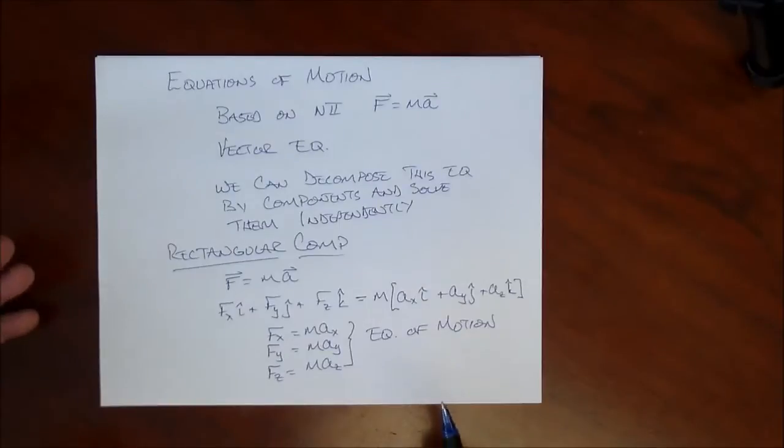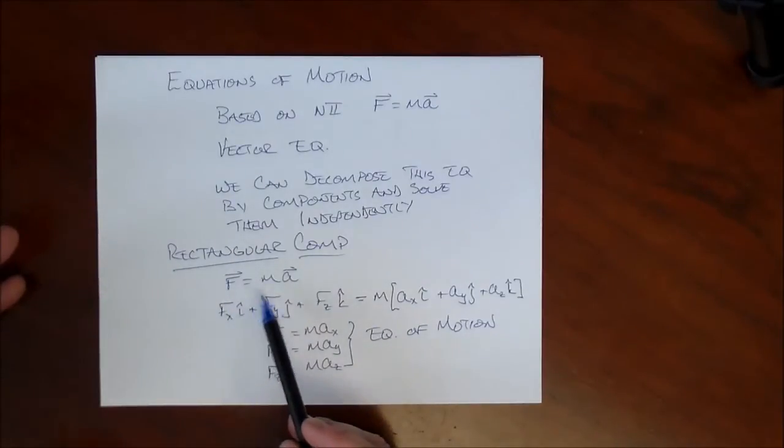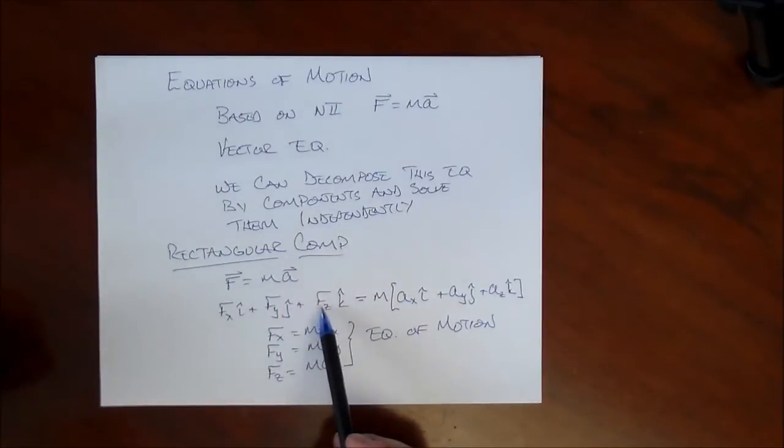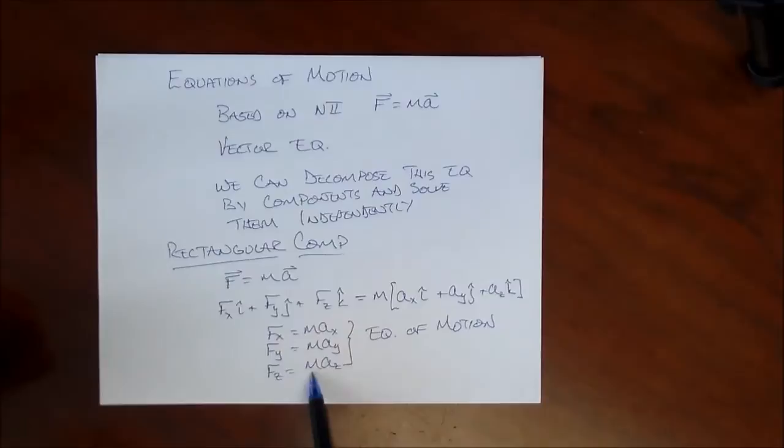So if you tell me the force vector acting on a particle, and the mass, I can decompose it into its components, and knowing each of those components and the mass, I can find the accelerations in each of the three directions. And from those accelerations, I can tell you the velocity in each direction and the position in each direction, given appropriate initial condition information.